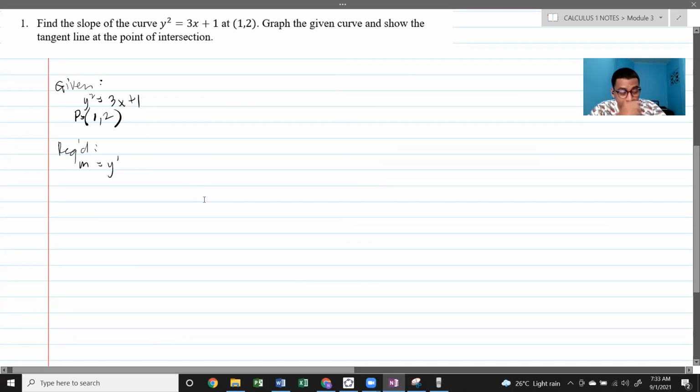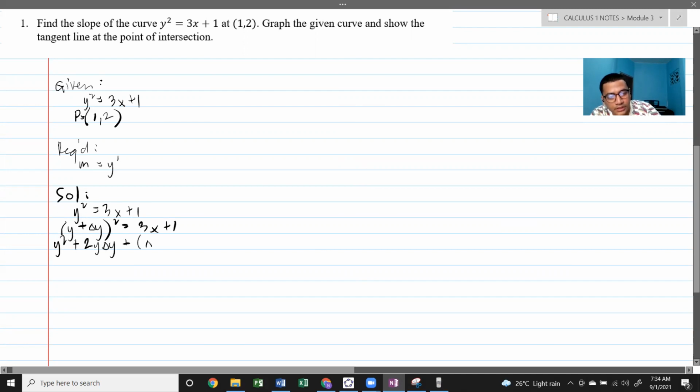Now let's try to solve, class. So what is our solution? First step is we write the given function, and then we assign an increment for our x, say delta x, and of course we will have a corresponding increment in y, say delta y. So we have (y plus delta y) squared equals 3(x plus delta x) plus 1. Now this is a perfect square trinomial. Let's expand this, class. y squared plus 2y delta y plus delta y squared equals 3x plus 1.